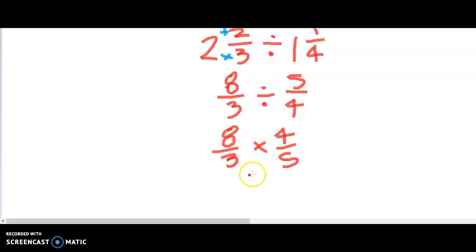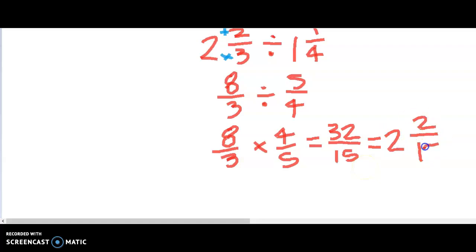So we're just going to go ahead and multiply, and then if it's an improper fraction, we'll go ahead and reduce. So multiply straight across. 8 times 4 is 32. And then 3 times 5 is 15. Since our numerator is bigger than our denominator, we're going to go ahead and simplify to a mixed number. 15 can go into 32 2 times evenly, with 2 left over.